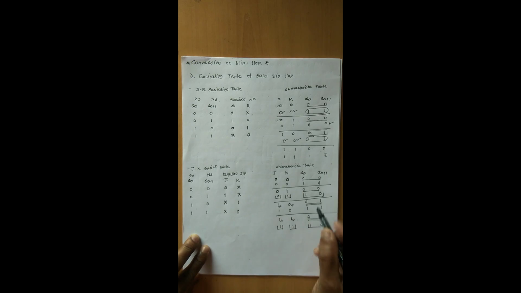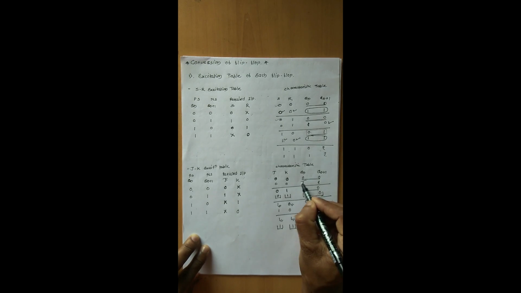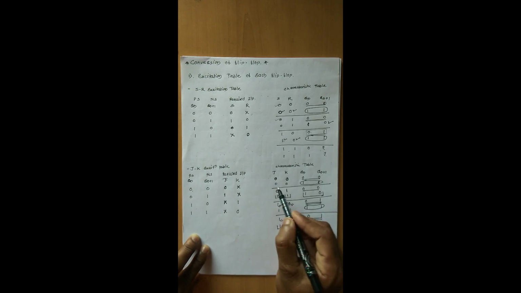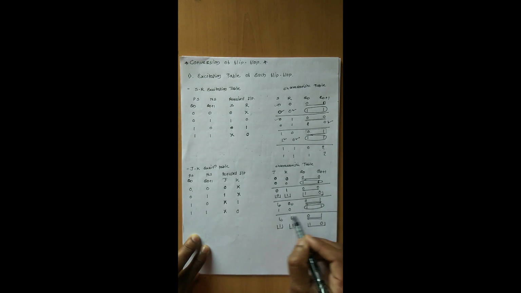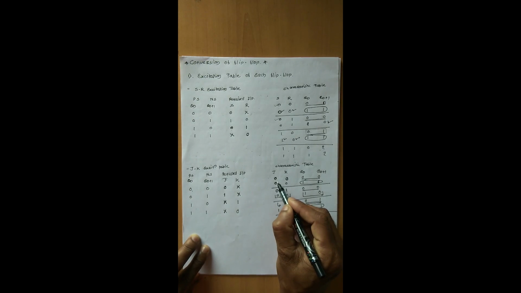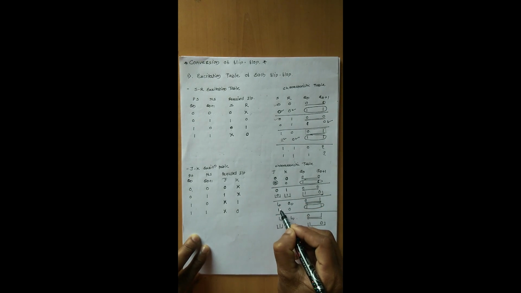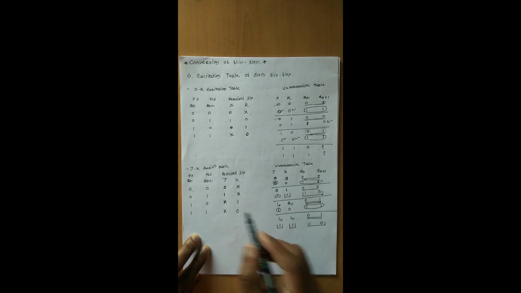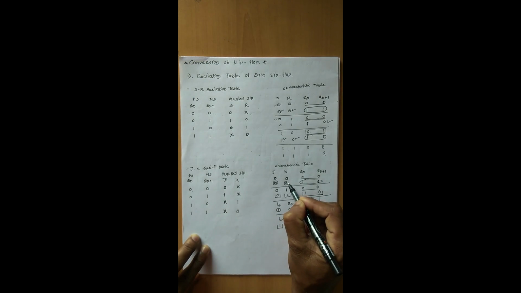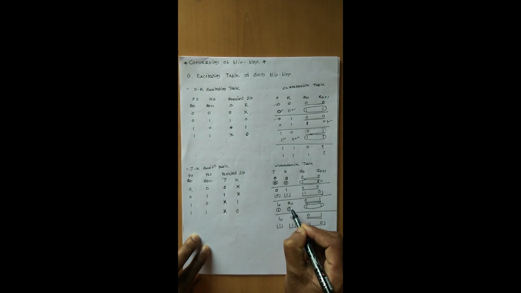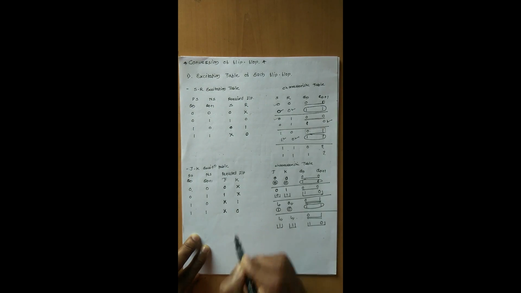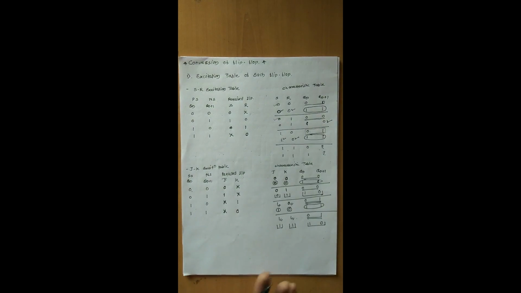Then the last one, 1 1. This is one state and this is another state. We study the input bits. J is 0 here and J is 1 here, so the J bit is going to change, so we have to write X here. Then study the K bit. The K bit is 0 here and also 0 here, so we write only 0. I hope you understand the excitation table of the JK flip-flop.